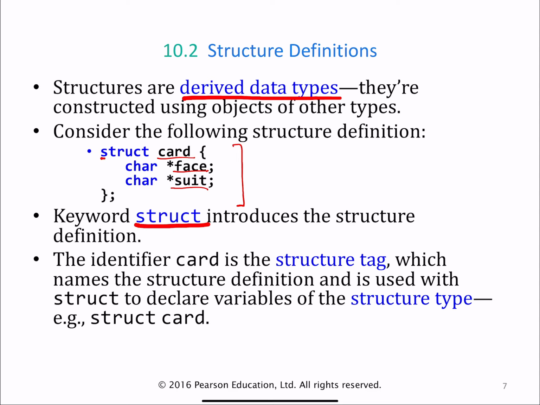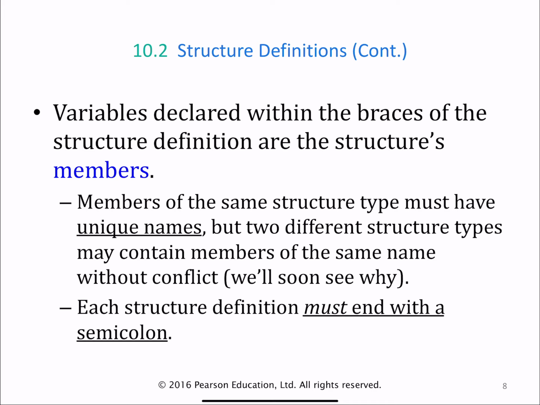The keyword struct is also new, and that is how we indicate that we are about to define a new type of structure, in this case called card. So card is kind of like, for the moment, the name of a new data type in a sense. Card is called the structure's tag, or structure tag. The two pointers that you saw inside the structure are called its members.